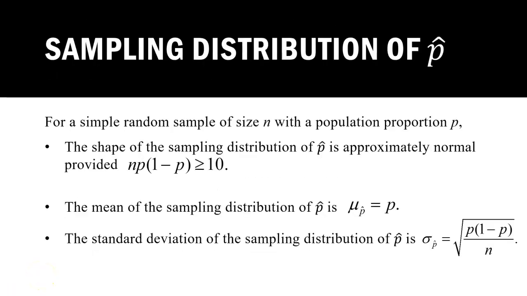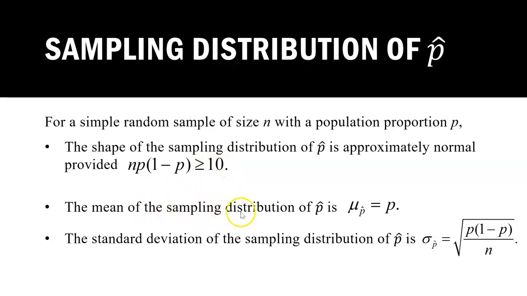Okay, so there are a few characteristics of the sampling distribution of p hat, which is the sample proportion. The first one is that the shape of the sampling distribution becomes normal if n times p times 1 minus p is greater than or equal to 10. Now, this is different than the sampling distribution of the sample mean, because on that one, the magic number was 30. If you had a sample size of 30 or bigger, then it would be normal. On this one, you have to multiply n times p times 1 minus p, and it needs to be greater than or equal to 10.